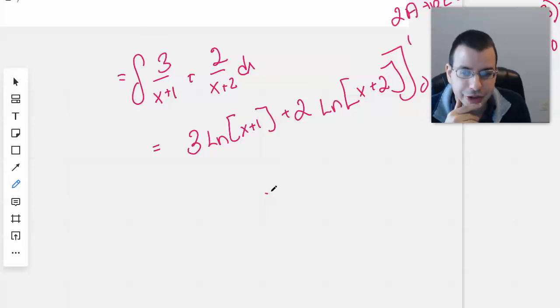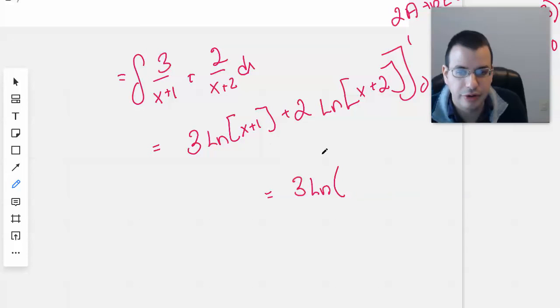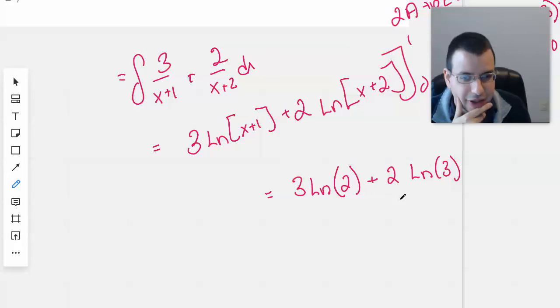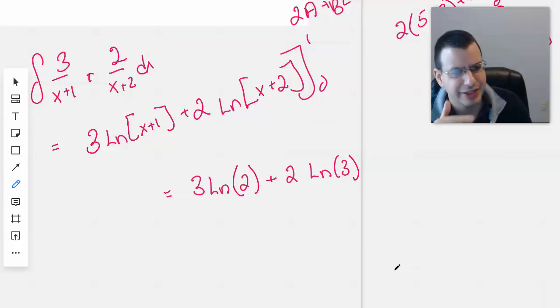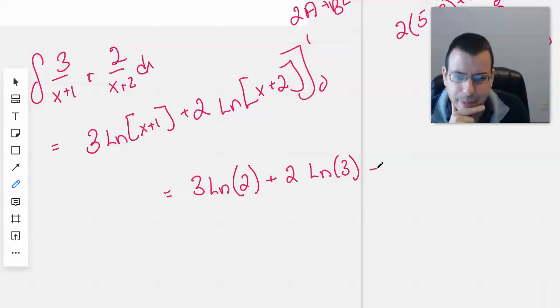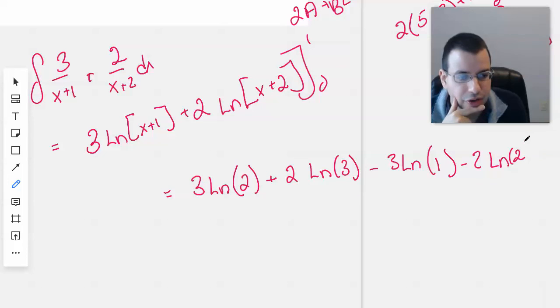Okay, so now I'll have 3 times the natural log of 2 plus 2 times the natural log of 3. I kind of like that. It's kind of very zenful, very balanced. I like the symmetry. Minus 3 natural log of 1 minus 2 natural log of 2.